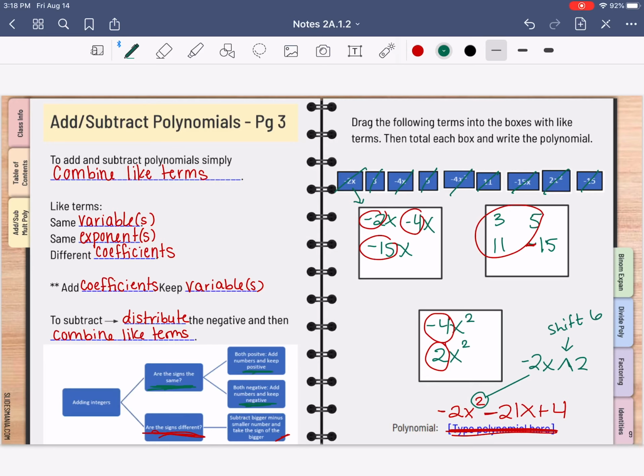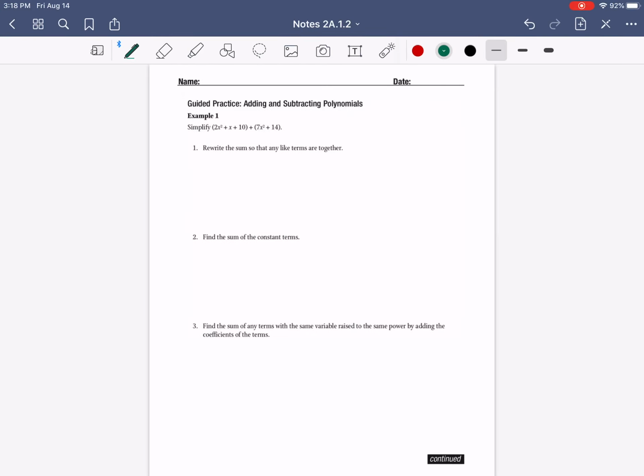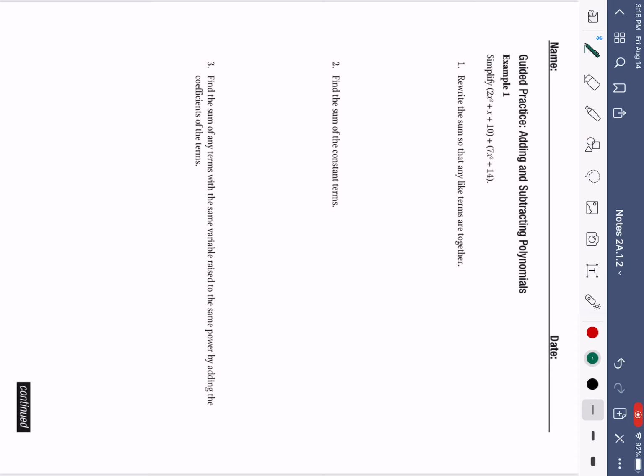All right, now let's go to our examples page. This should be page 19 and 20, I believe. We're going to do 4 examples. Okay, so not 4 examples. We're actually going to do 3 examples, I believe. Let me double check. Yeah, just 3 examples.